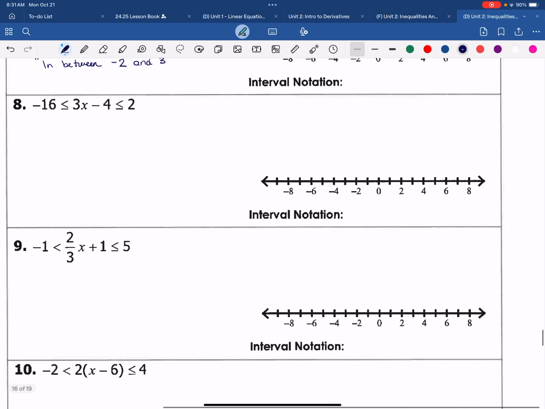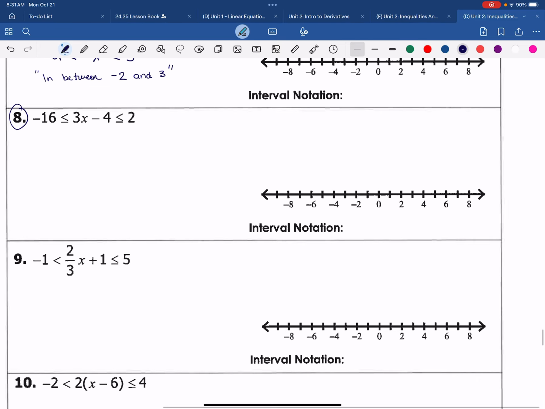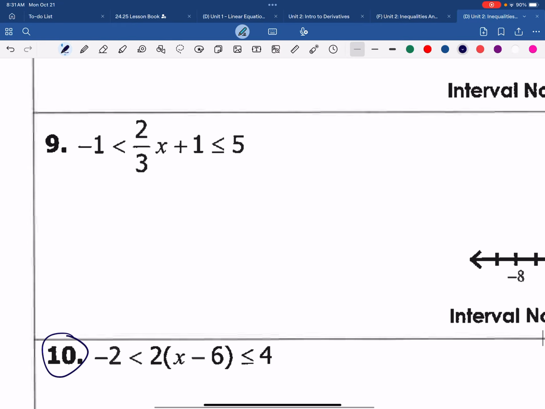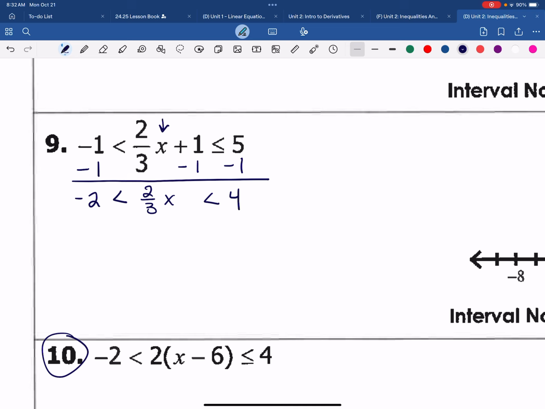All right, let's try one more together. Then I'll have you go back and try 8 and 10. On number 9, we're going to do the same thing. I need to get x by itself. First, I move my constant term, so I'm going to subtract 1 from either side and on this side, so 3 different spots. We end up with negative 2 is less than 2/3 x, which is less than 4. Now, to get this x by itself, I need to get rid of the 2/3. So we're going to multiply by the reciprocal on all three parts.